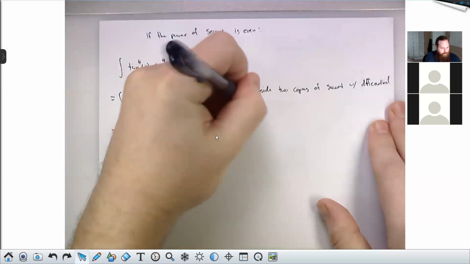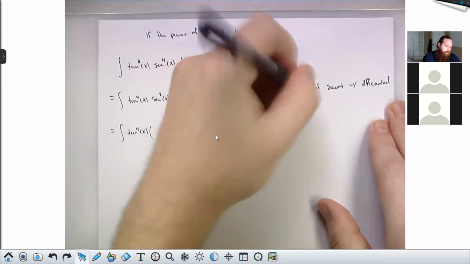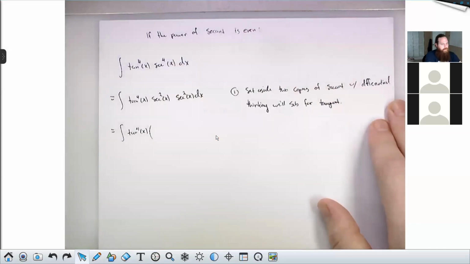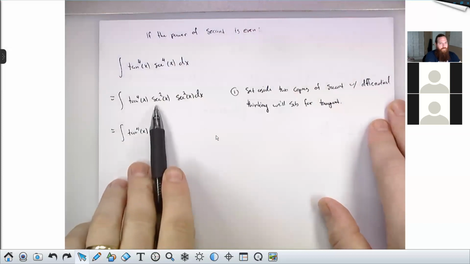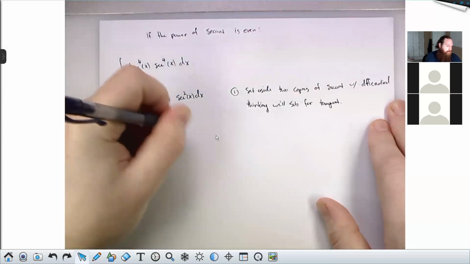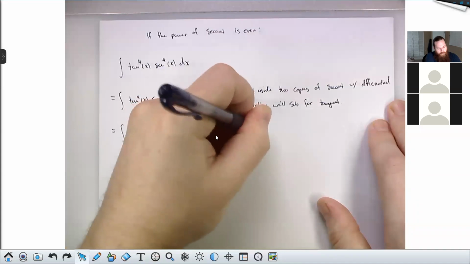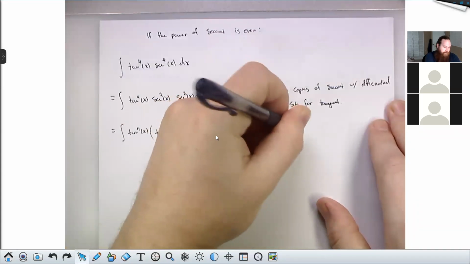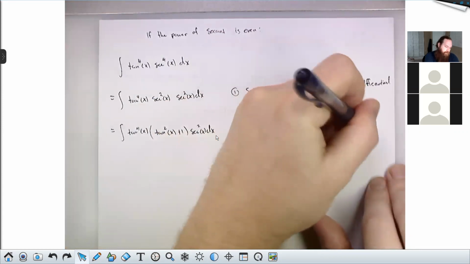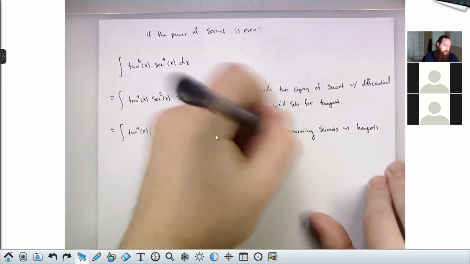We do this thinking about a little sub for tangent, because the derivative of tangent is secant squared. But then I need to get whatever's left over rewritten as tangent. So secant squared, that's tan squared plus 1. So the second step there is to rewrite the remaining secants as tangents using the second Pythagorean identity.